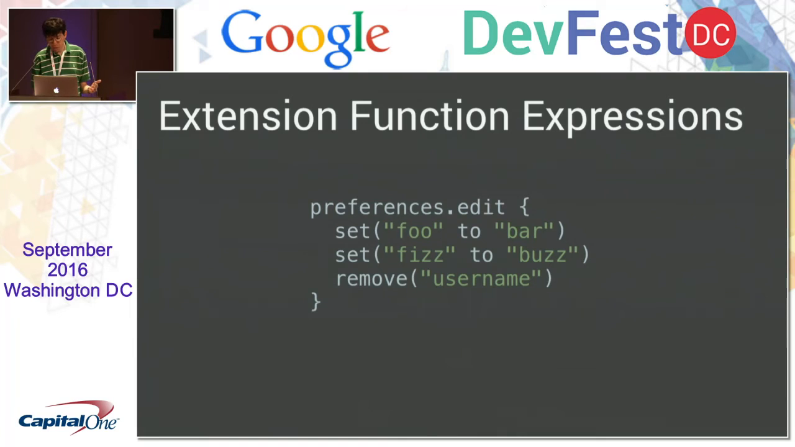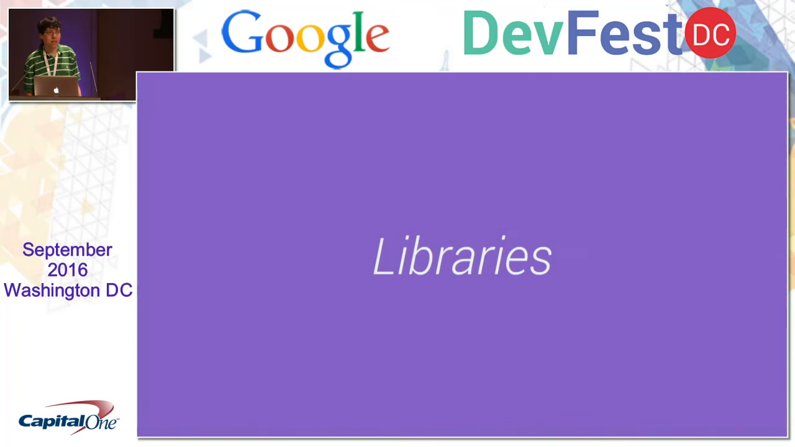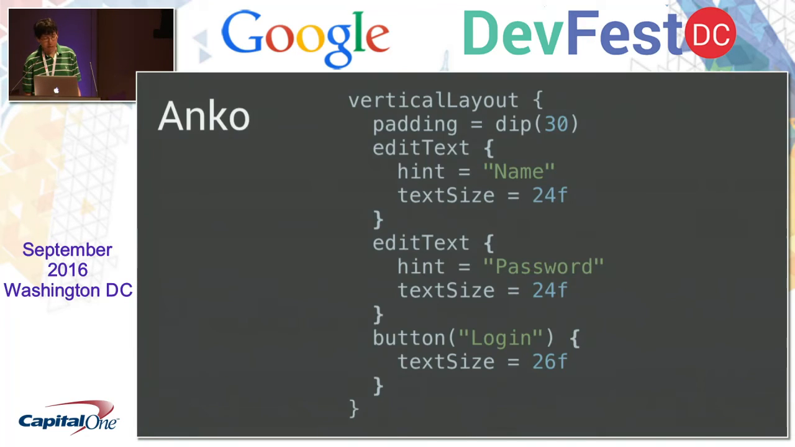There's also quite a few libraries that have already been written in Kotlin. Pretty much every Java library just works out of the box, but there are some Kotlin-specific ones that take advantage of some of these things that I've been talking about. The first one I want to talk about is Anko, a library written by the JetBrains people themselves, and it does a couple things, but the one thing I think is really interesting is they allow you to create layouts in code.